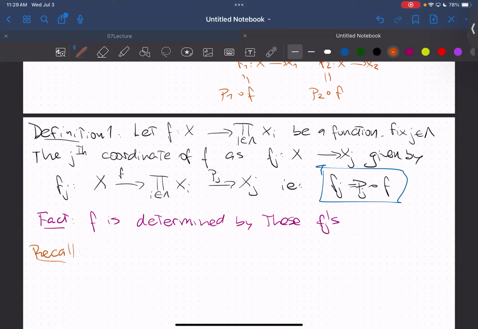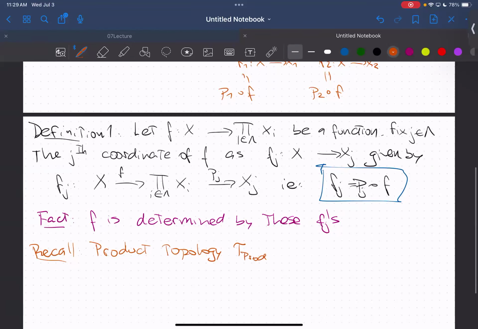Last time I left you with an exercise about the box topology, but now let's go to the product topology. So the product topology, by definition, let's denote this T-prod, on the Cartesian product. Here I'm assuming each Xi has a topology. We define it with a subbasis.